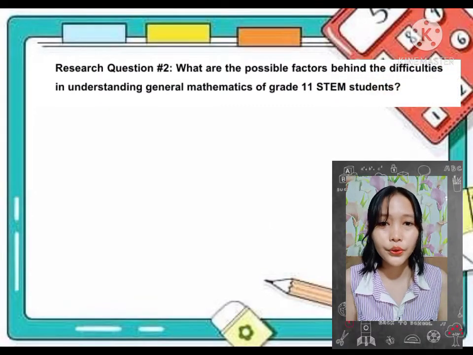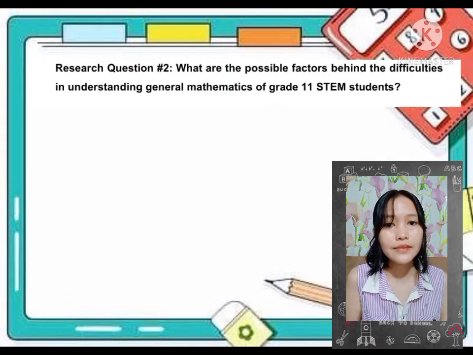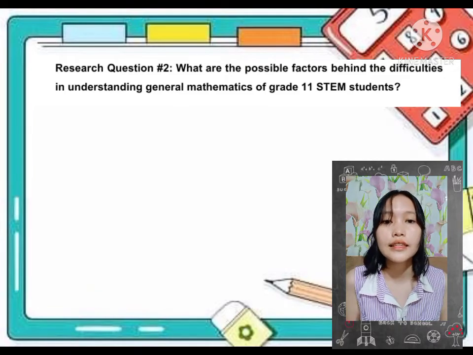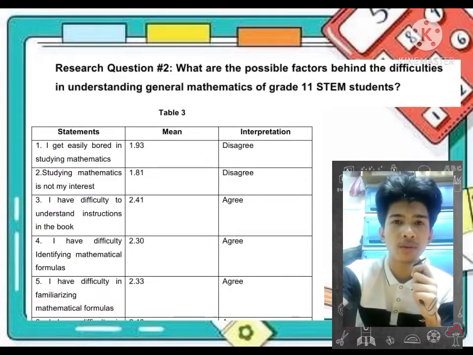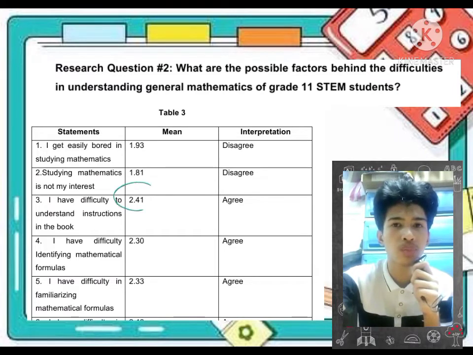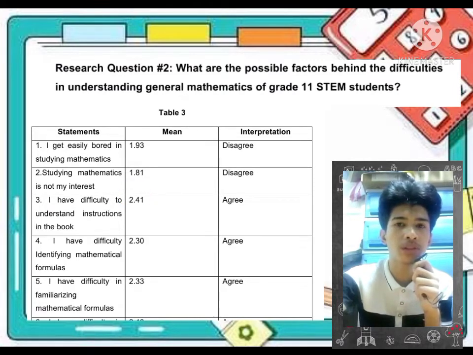In SOP number 2, we will discuss the possible factors behind the difficulties of grade 11 STEM students in understanding general mathematics. In Table 3, statement number 1 has a mean of 1.93 that falls to the verbal interpretation of disagree. Same as statement number 2, the mean is 1.91 which is disagree. Statement number 3 has a mean of 2.41 which is agree. Statement number 4 has a mean of 2.30 which is agree.